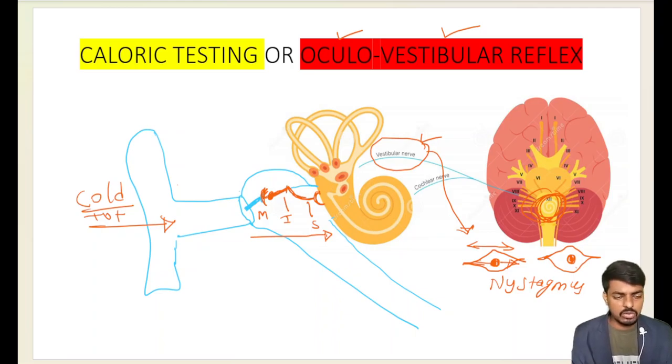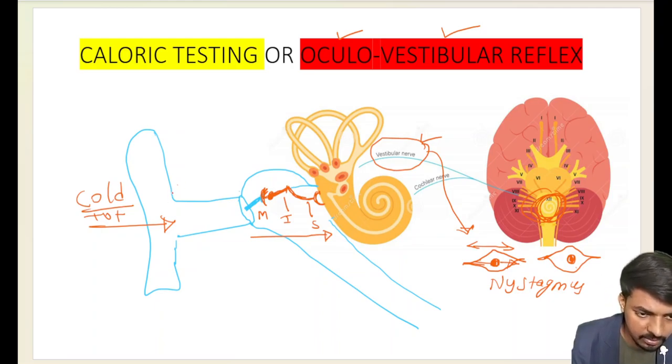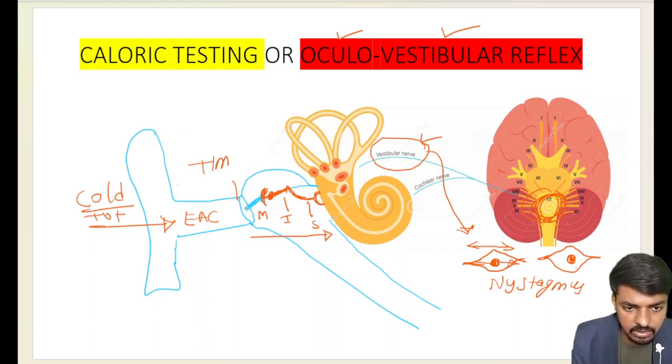Let me go into detail related to the oculovestibular reflex. Here is our ear. This is our external auditory canal, our external ear part. Here is our tympanic membrane, and attached to the tympanic membrane there is the malleus bone. After the malleus there is the incus bone, and after the incus there is the stapes bone.